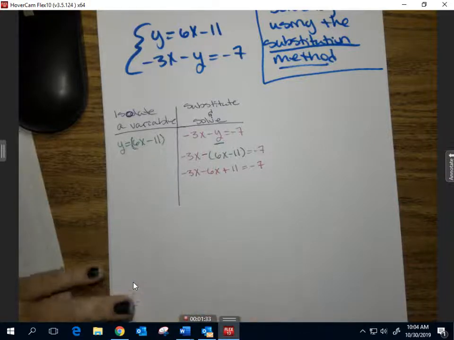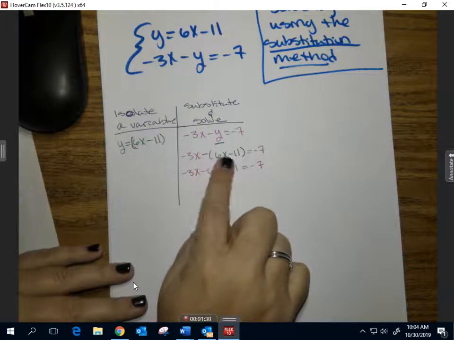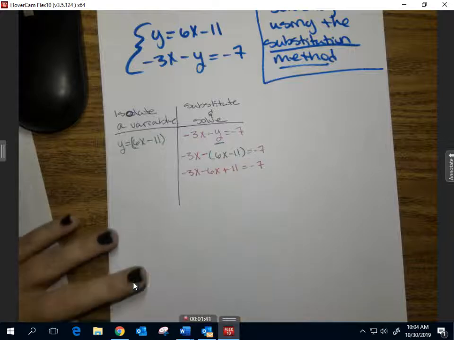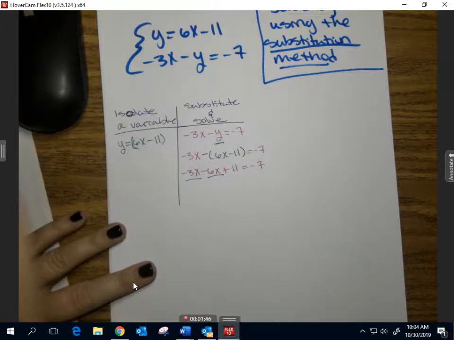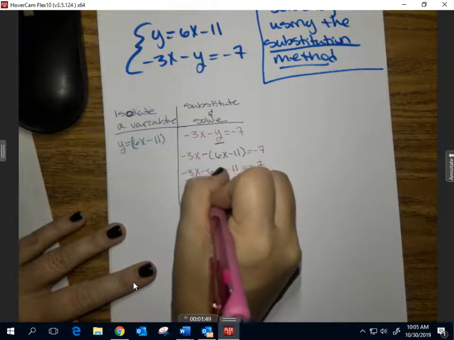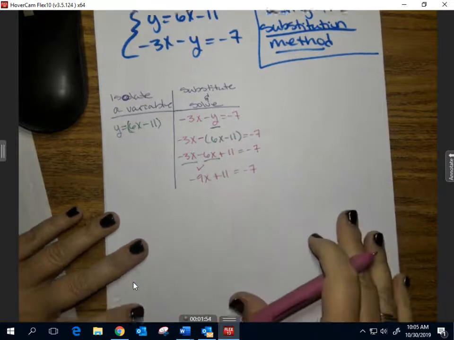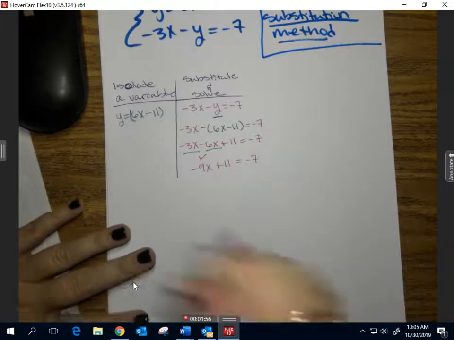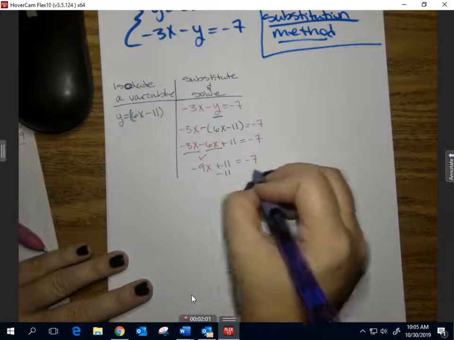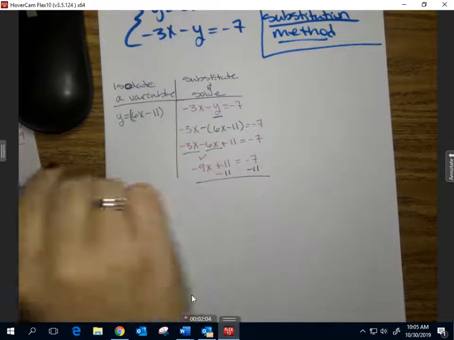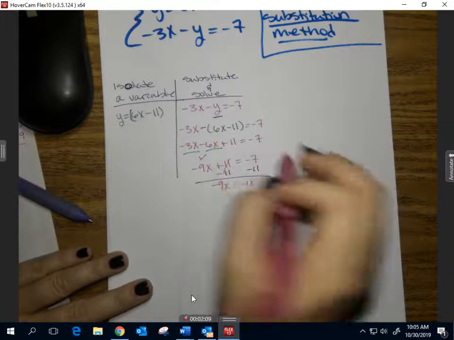Alright, so now, since I've distributed basically that minus sign to the 6x and the negative 11, I'm going to combine like terms. My like terms are negative 3x and negative 6x. That gives me negative 9x, and I bring down the plus 11 equals negative 7. Now I have my two-step equation where I will subtract 11 from both sides. That gives me negative 9x is equal to negative 18.